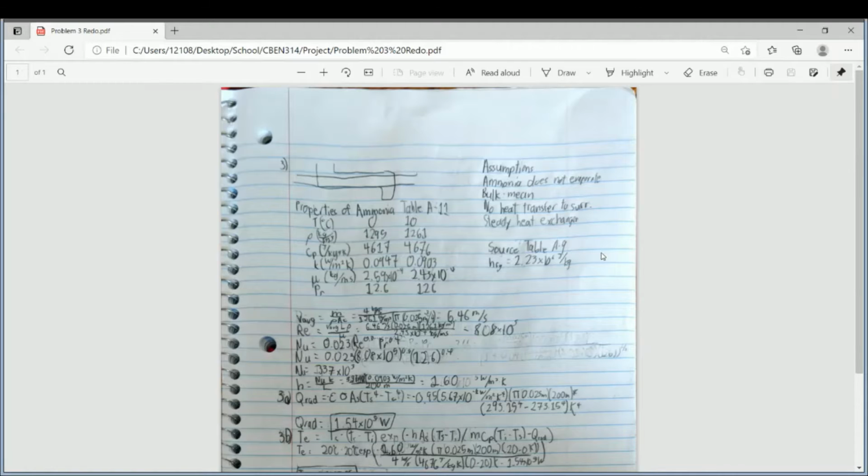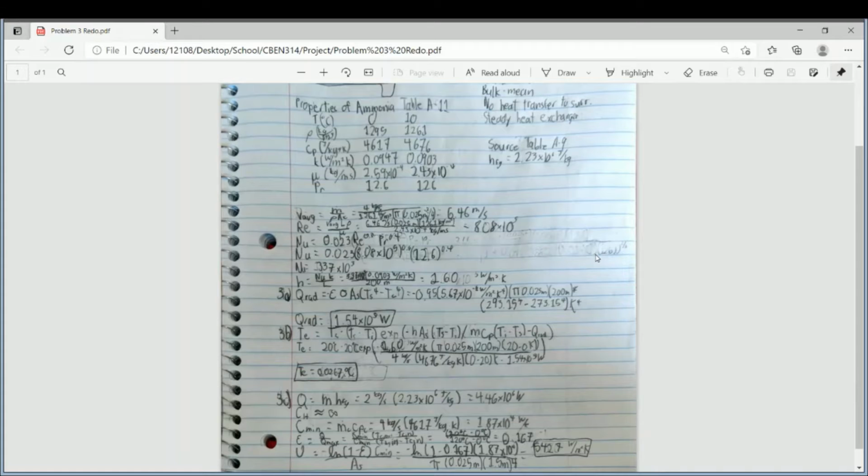So we're looking at problem 3 here. Here are the properties that we have. For the first part, the Q radiation, I did this kind of out of order, is epsilon sigma surface area times the temperature to the fourth minus the T infinity to the fourth.